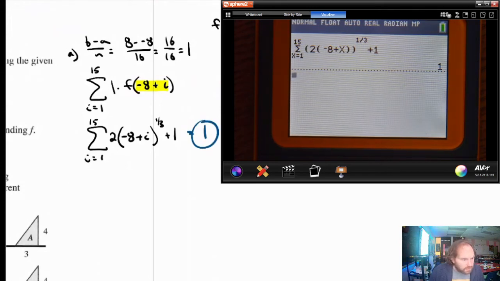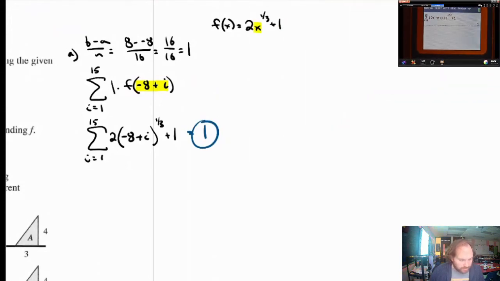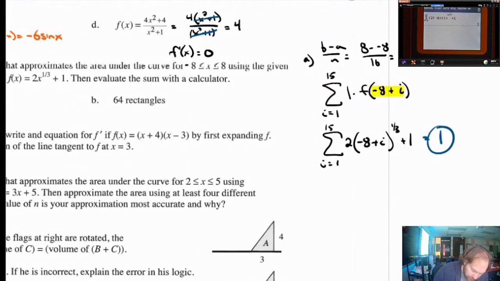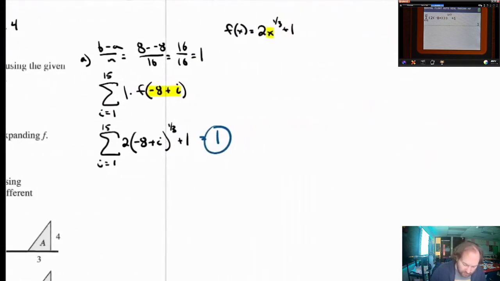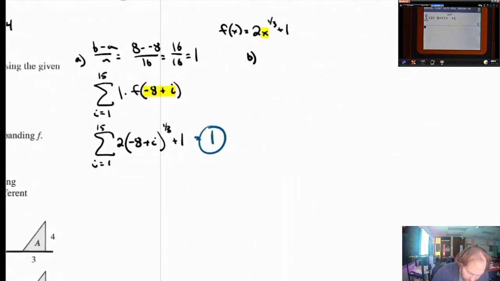Let's try B, which I suspect will also be rather nice. B is going to ask us to use 64 rectangles instead. It's pretty much going to have the same skeleton to it. The only thing that's going to change, you're still going to have 16 for B minus A, but on the bottom you're going to have 64. So the width of each rectangle is now going to be 1/4, 16 over 64.